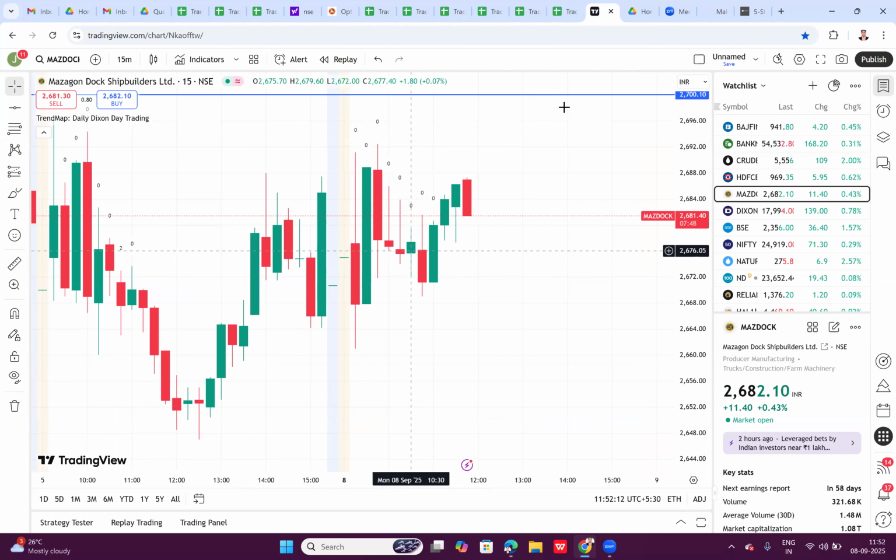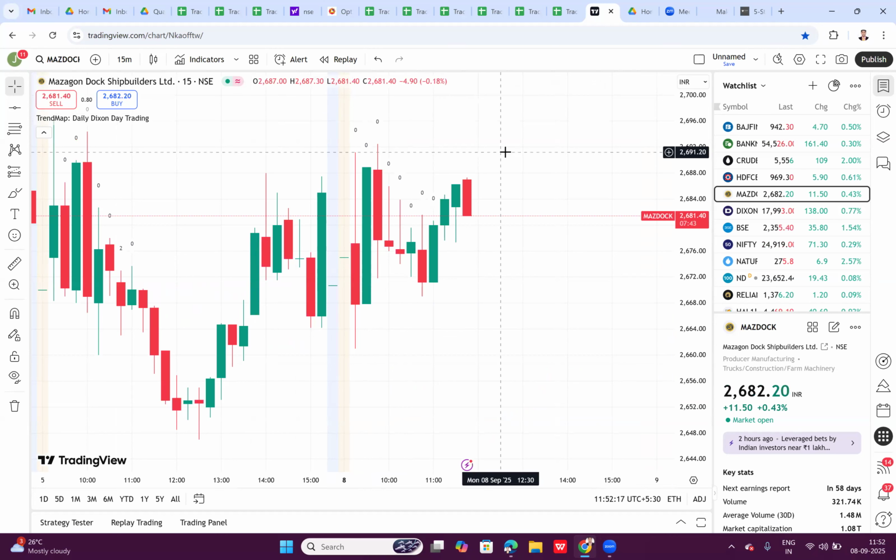Today, we did not get any trade in MazDock. Today, trade was not available in Suzlon also. But whenever trade is available, as per the rule of the Dixon indicator, we got very good annualized return in Dixon also. We got very good annualized return in MazDock also. We got very good annualized return in Suzlon also. Therefore, as per the rule of the Dixon daily trade indicator, we will follow these three stocks.